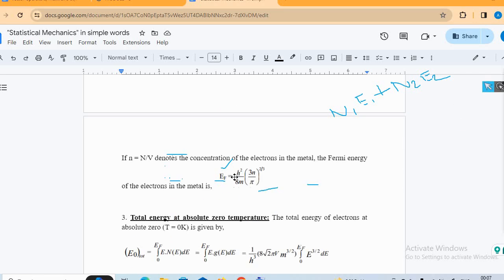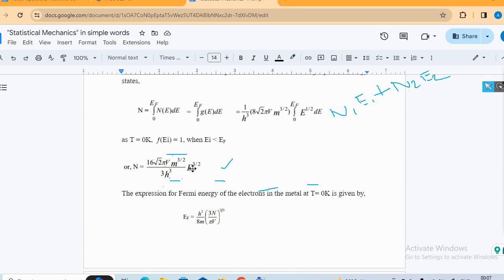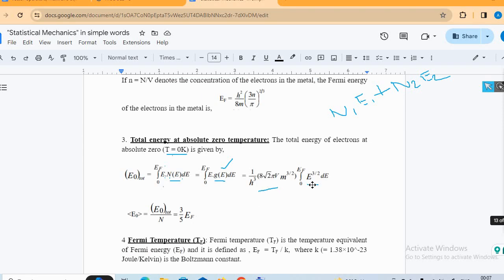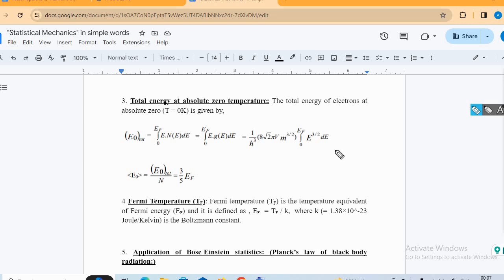Now, referring to this particular part, E to the power 3 by 2, the Fermi level energy EF to the power 3 by 2 is equal to this factor. One can rearrange this. And when you integrate this part, E to the power 3 by 2, this obviously gives you E to the power 5 by 2. This is E into E to the power 3 by 2, and this is EF. If you just rearrange this, this value is known from the earlier equation. You can get E to the power 3 by 2, put it directly in, and calculate the total energy as a function of the Fermi level energy.